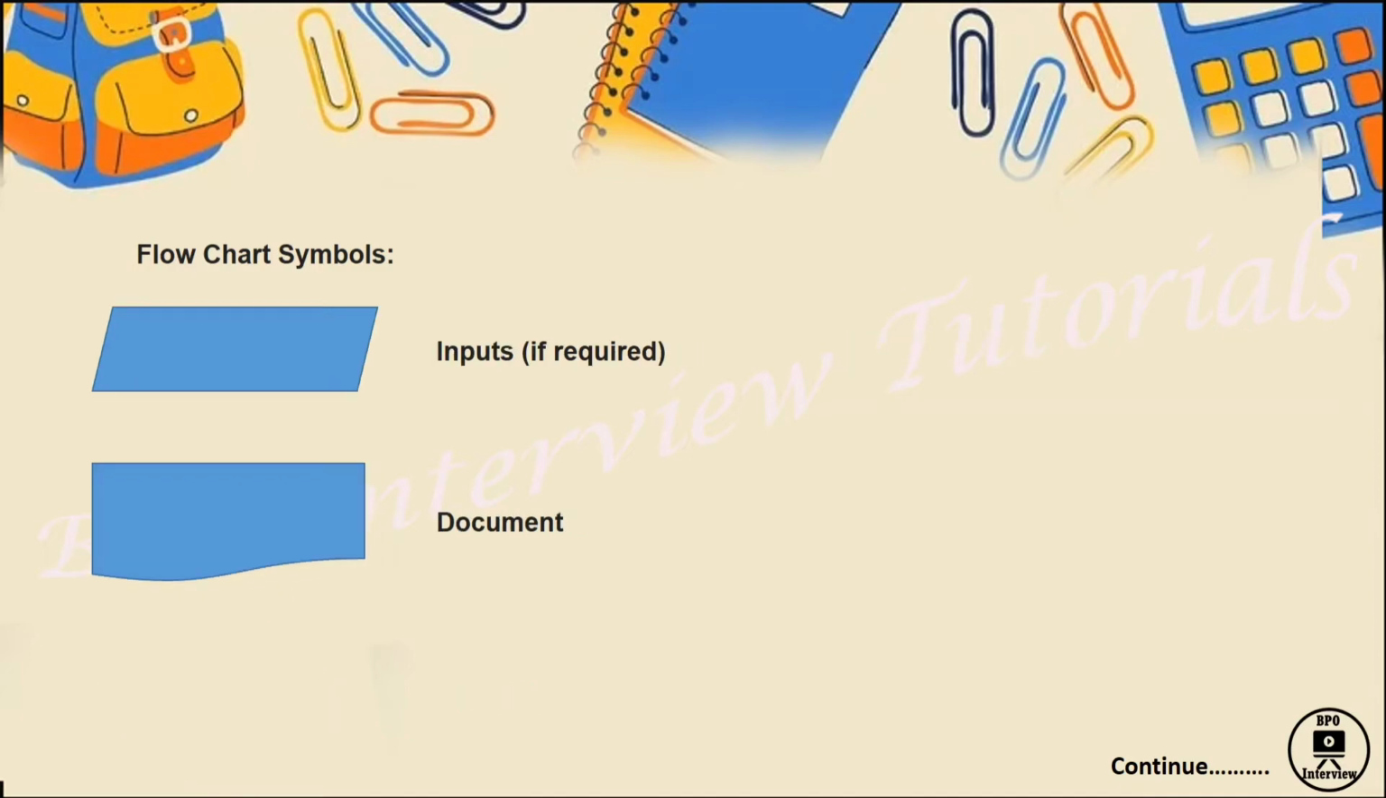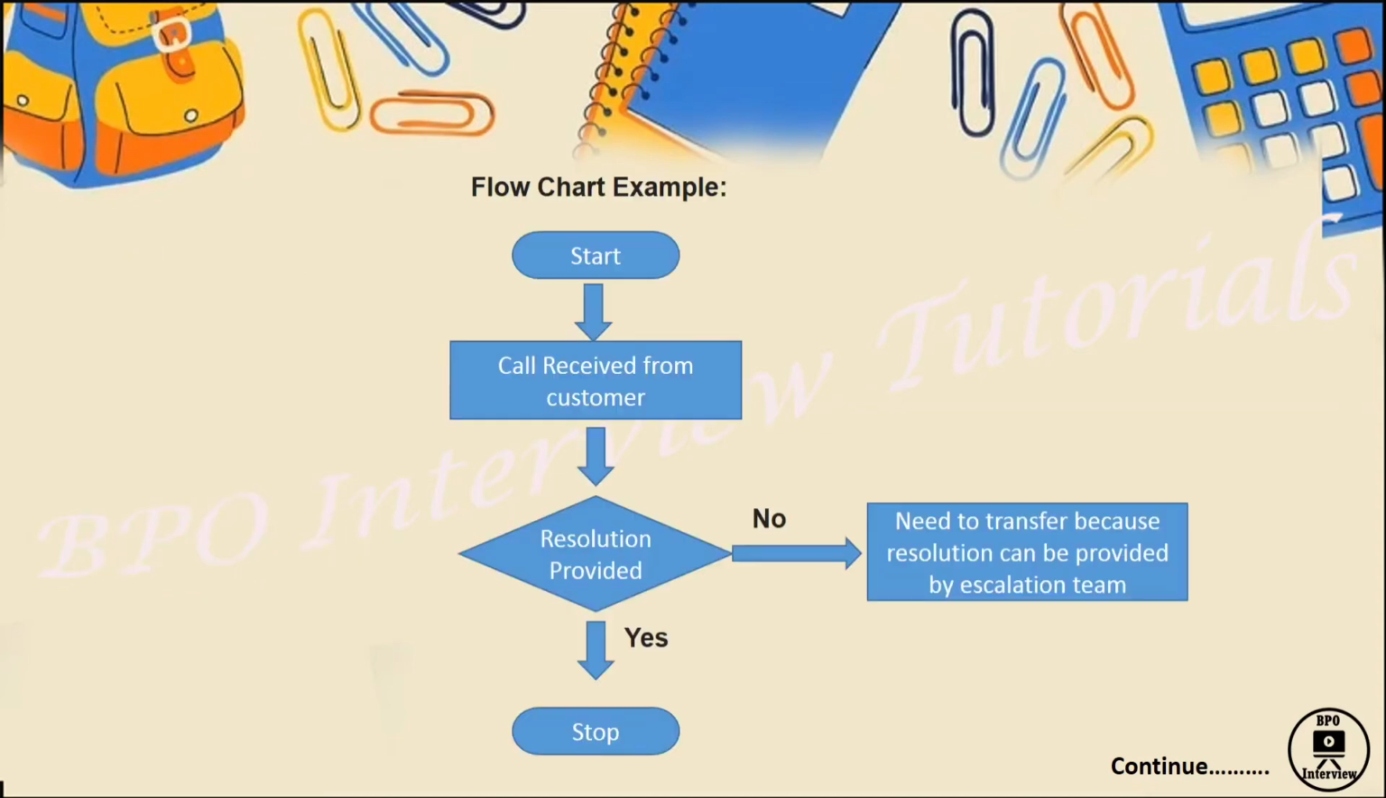And input, in the sense, if we require any input to be kept in a flowchart, we can use this symbol as well. And document, this is again optional, if you require we can use it, if you don't require, we can leave that as it is. So now let's see the example, guys.